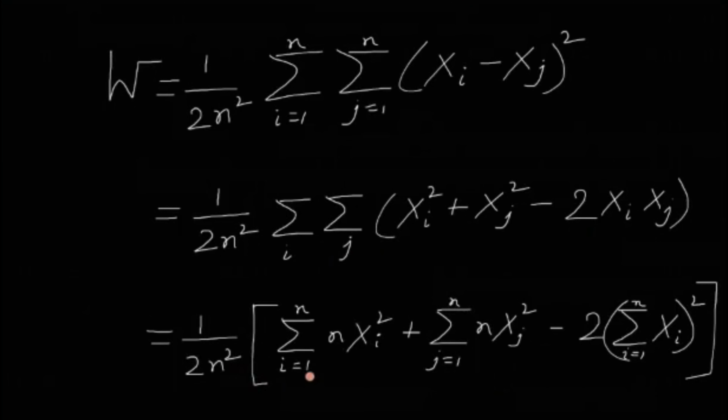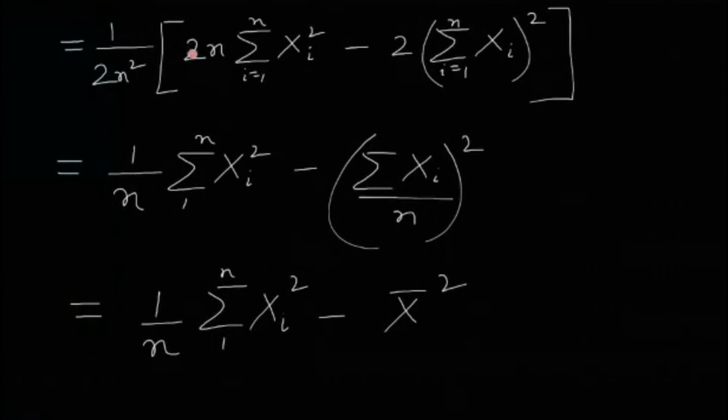Now if you notice, this term and this term are basically the same. I and j are just counter variables, so this is not a problem. So it's actually 2n into summation Xi square minus 2 into summation Xi whole square. Now this is nothing but 1 by n summation Xi square, adding from 1 to n, just dividing it by 2n square, and this is summation Xi by n whole square.